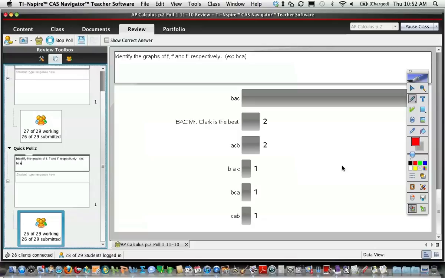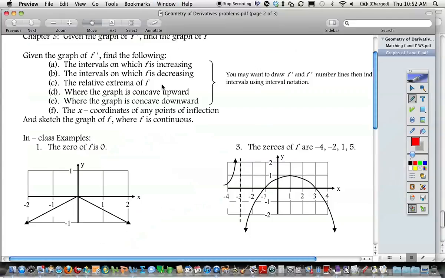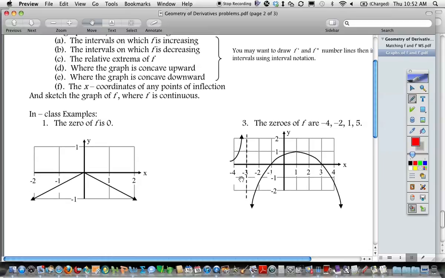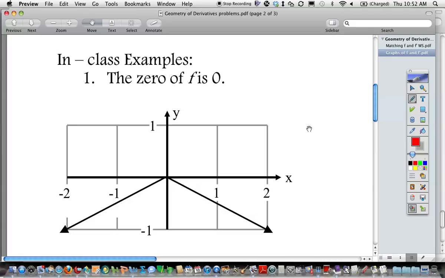Last thing. On your paper, just in your notes, okay, that right there is an F prime graph. I want you to draw the F graph. They tell you that the zero of F is 0. So it starts with the origin. Okay? In other words, they tell you F of 0 is 0. That's F prime. Draw yourself, just in your notes, a quick sketch of the F graph.